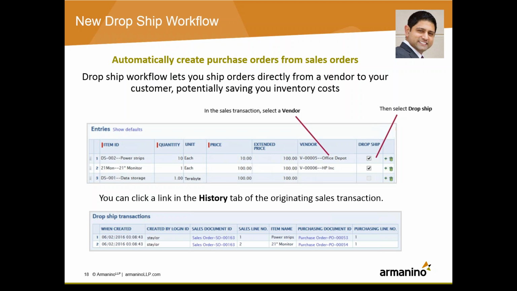So you see here I've got a sales order from S. Taylor that was created for power strips and a 21-inch monitor. Well, it's also tied to a purchase order for those particular vendors too. So nice model. A lot of our clients are utilizing dropship, so it potentially puts in some efficiencies in terms of creating some of those transaction flows for you.